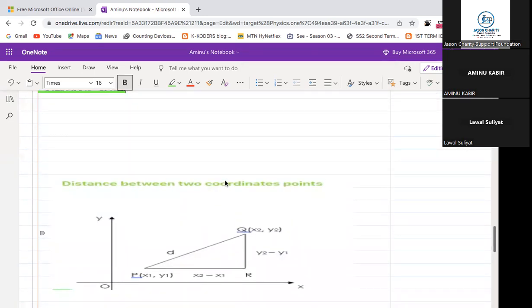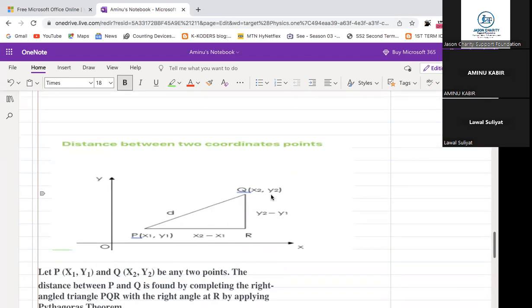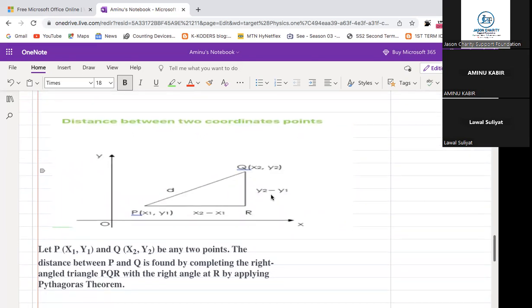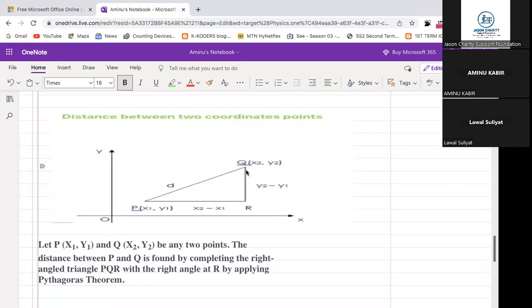So the next thing we're going to look at is the distance between two coordinate points. How do you calculate that? In this case, we have a point P and a point Q on the Cartesian plane, Y and X. Point Q has the coordinate x2 and y2. Point P here has the coordinate x1 and y1.